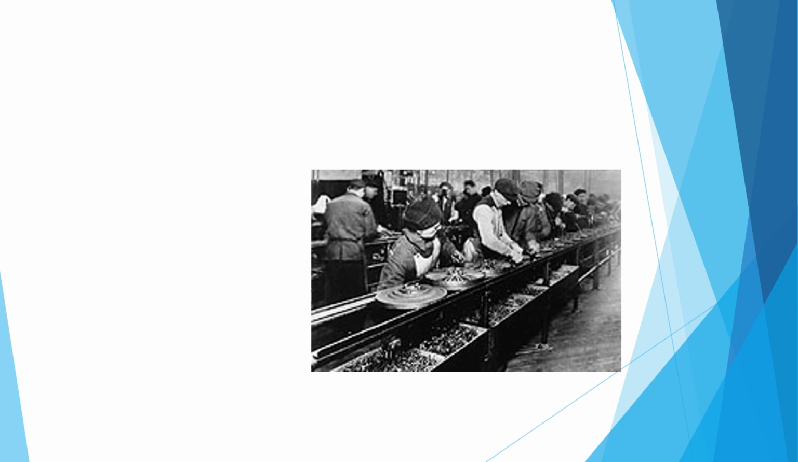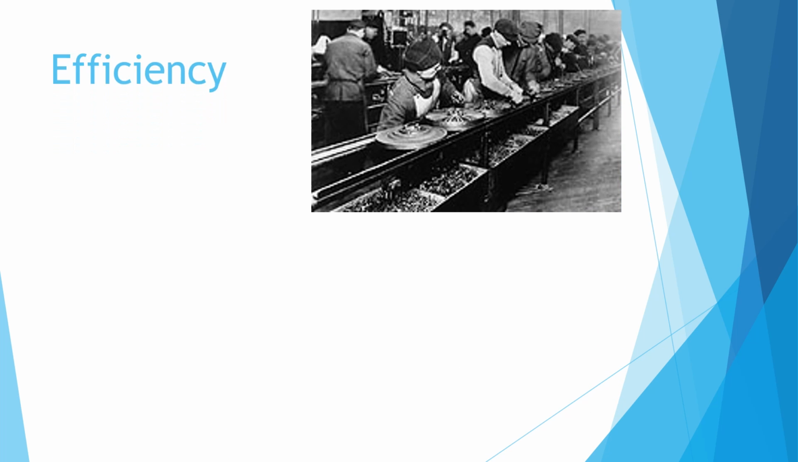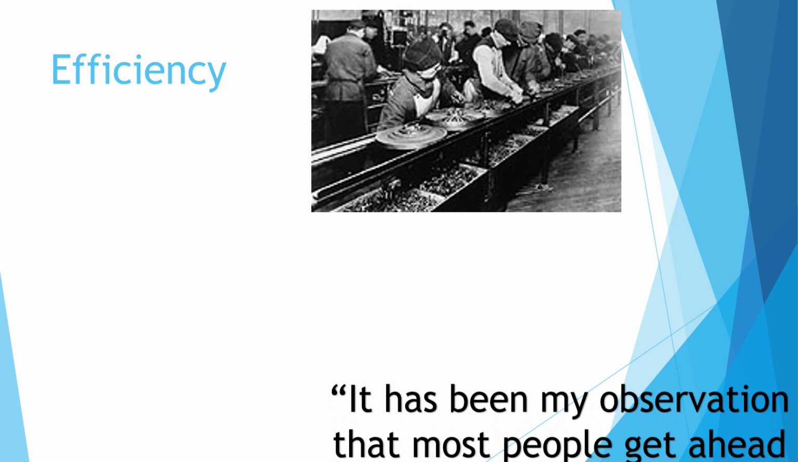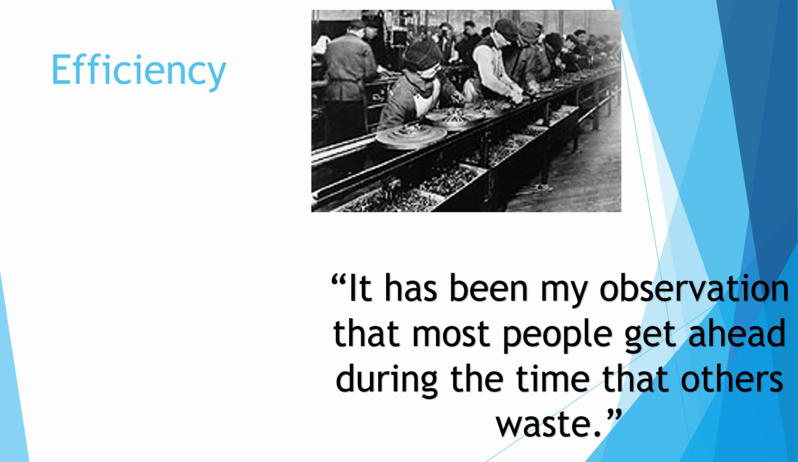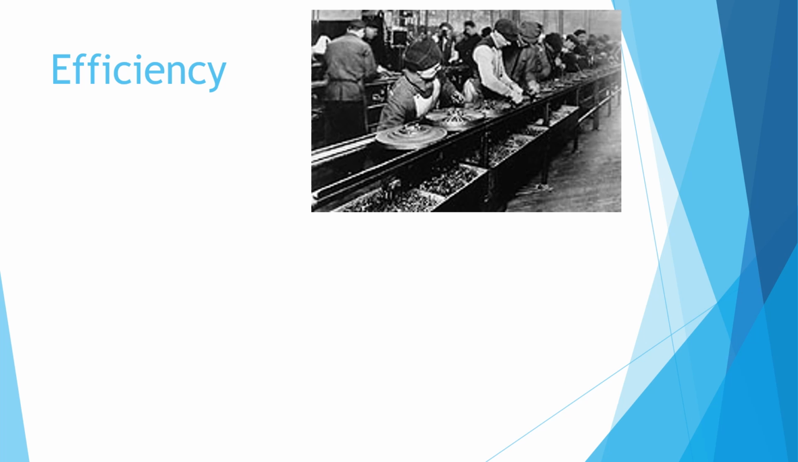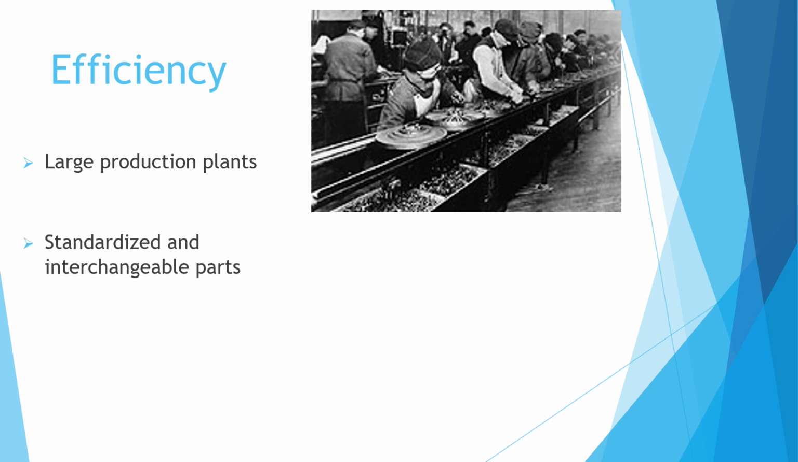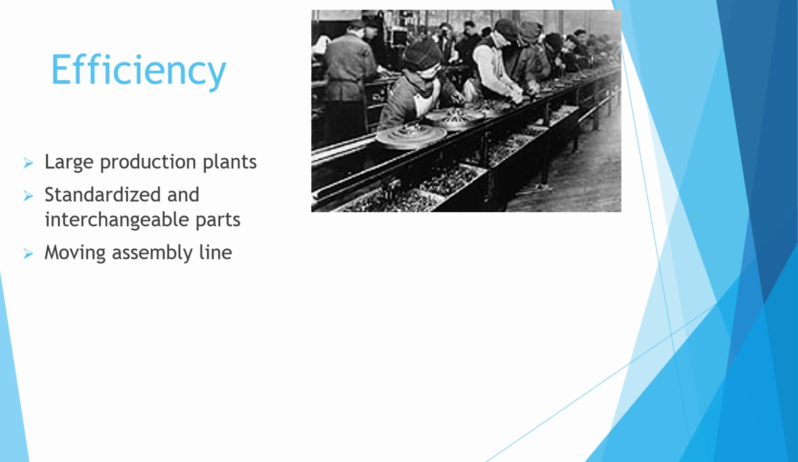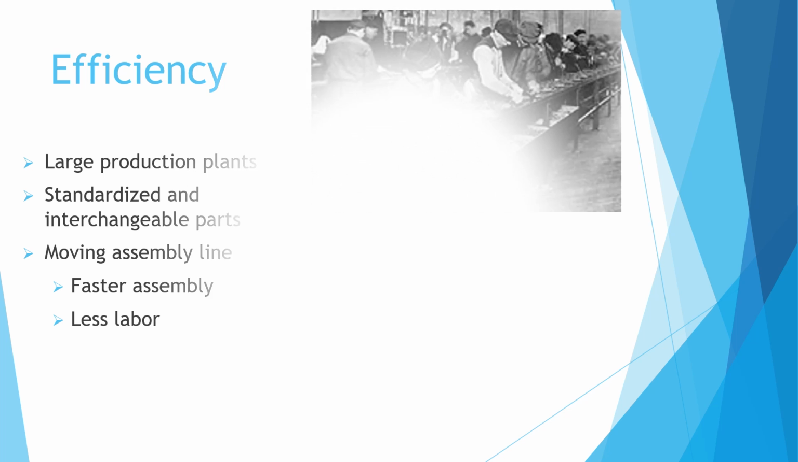Another key factor to prosperity is efficiency. Henry Ford once said, "It has been my observation that most people get ahead during the time that others waste." He was able to be efficient through the use of large production plants, standardized and interchangeable parts, and the moving assembly line. A key advantage of the moving assembly line is that it allows faster assembly with less labor compared to having workers carry parts to a single and central workstation. It also takes advantage of distributing work through division of labor within the workforce.